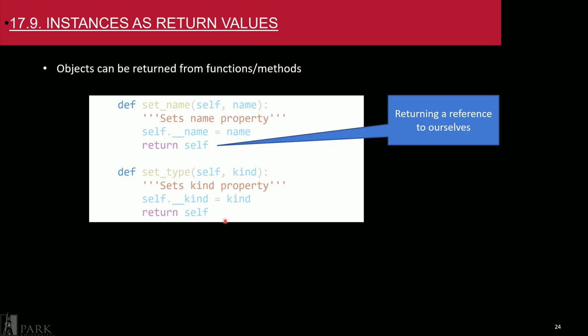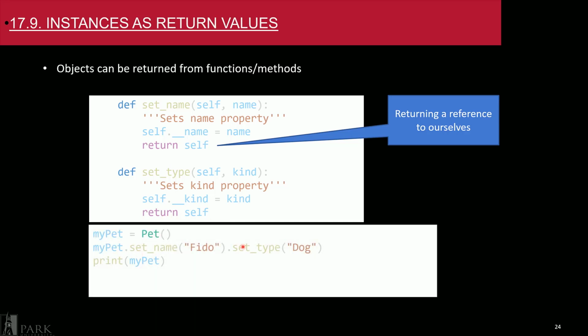Well, it allows us to engage in what's called method call chaining, where we can call a method off of another method. Because when we call set name and we're passing in Fido, when we call this method right here, it's returning a reference to itself, which in effect makes this whole statement right here an object itself, because we're returning ourselves. So this now, in between these red brackets, once we call this method, becomes my pet. And so then we're calling set type on my pet, just like we called set name on my pet.